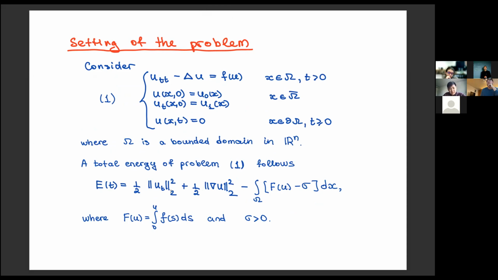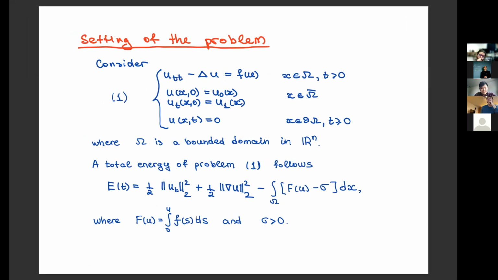Here the notation 2 means L2. And we have this kind of F(u) minus some constant. It is positive; it can be 0, but we keep it as just a positive constant. And big F(u) has this form. When we differentiate with respect to u, we get just f(u) here.